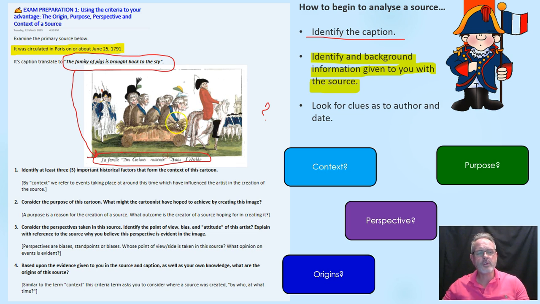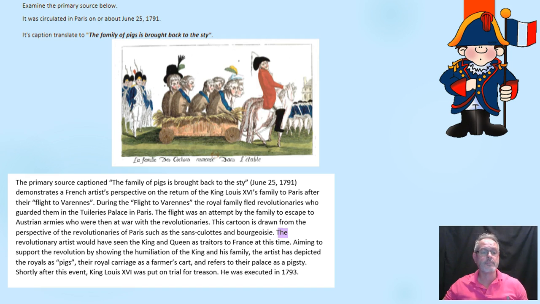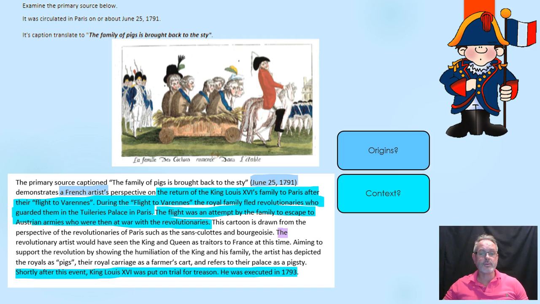The purpose of the cartoon seems to be quite hostile to the king. I guess there's some sense of humiliation involved here. Perspective would be an artist in favour of the revolution. Where is it originating? I would assume it's a Parisian artist during the revolution. So take a moment now to pause and have a look at my response that I've written here. I've written in third person, past tense, and so on. I've identified the origins, the date, and that it's French.